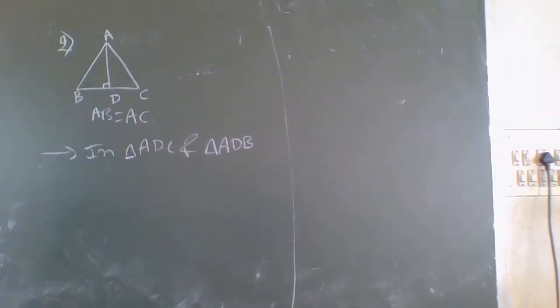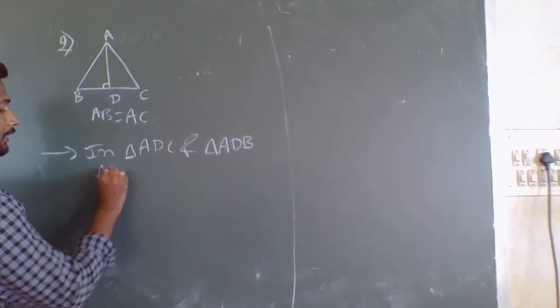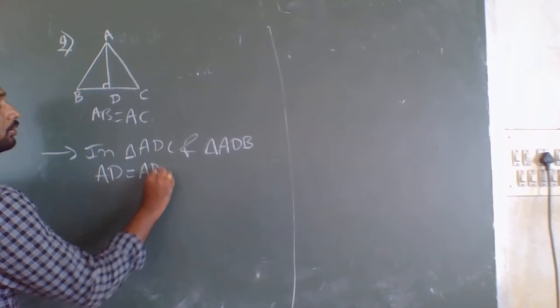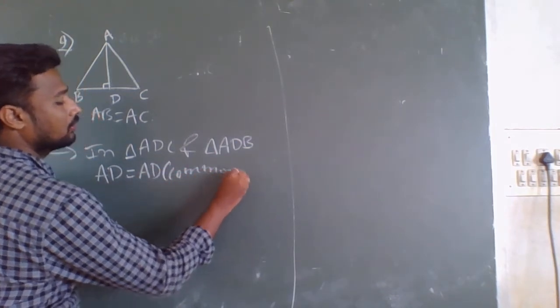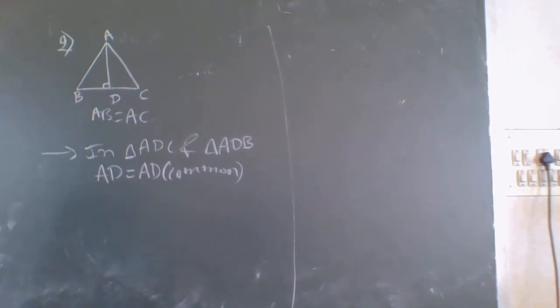To prove this, what we can do first, this line AD is common to both triangles, triangle ADB and ADC. Both the triangles have AD as the common side. So now here I can write AD is equal to AD because it is common to both triangles. Okay. So now what we can write again?